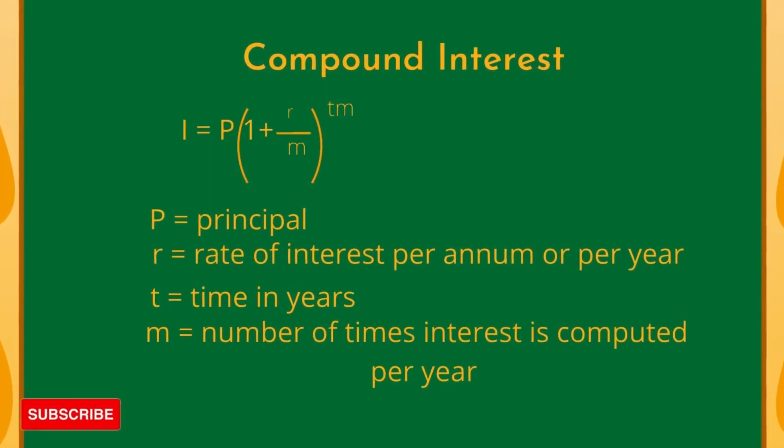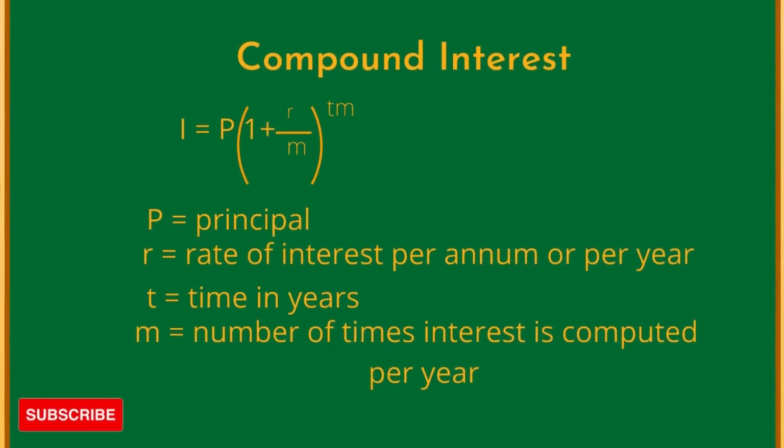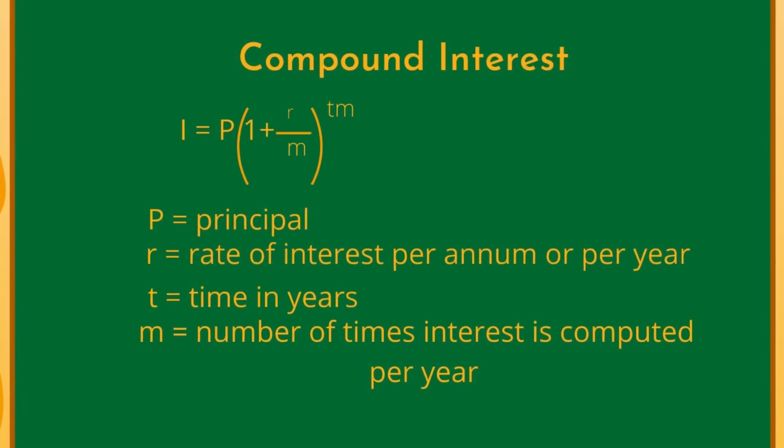Now let's proceed to compound interest. So the compound interest formula is I = P(1 + R/M)^(TM), where P is principal, R is rate of interest per annum or per year, T is time in years, and M is the number of times interest is computed per year.